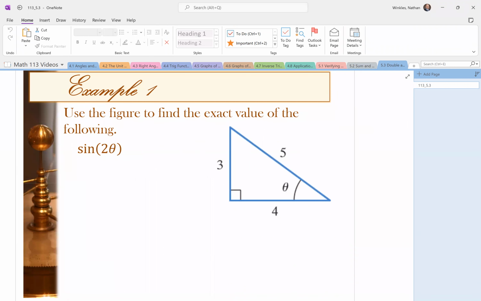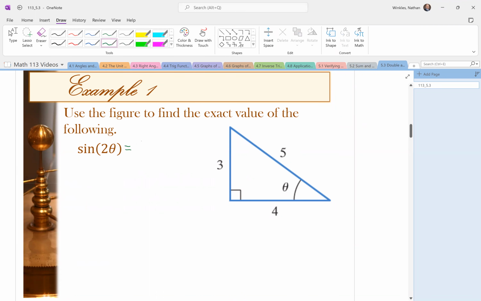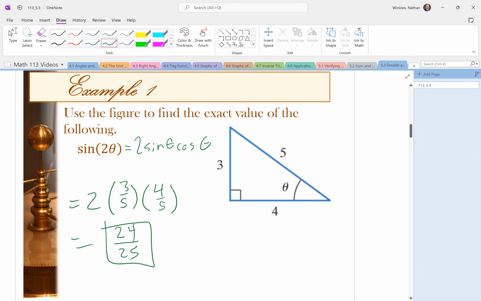So in this one, it says, use the following figure to find the exact value of sine of 2 theta. So we know that sine of 2 theta is equal to 2 sine theta cosine theta. So given this right here, we have 2 times sine of theta is 3 over 5, cosine of theta is 4 over 5. So when we do this, we get 24 over 25 as our answer here. So pretty easy. We already knew everything on our triangle. It was easy to pop it out.